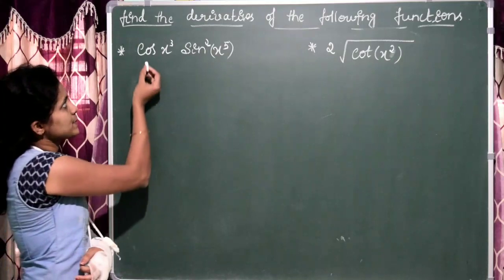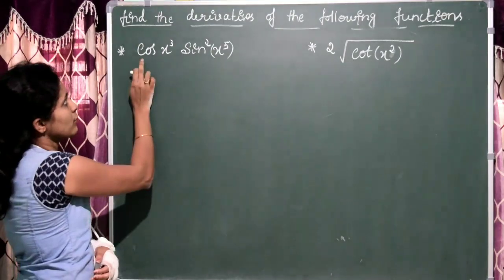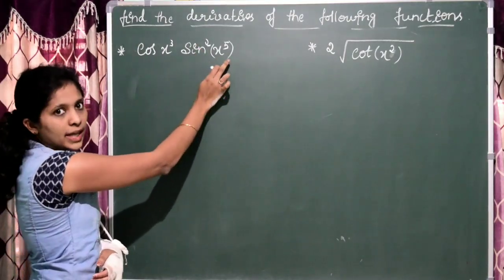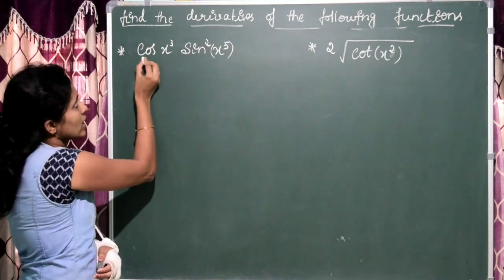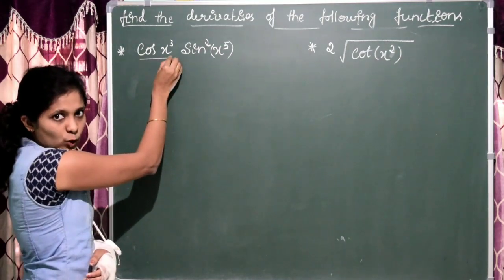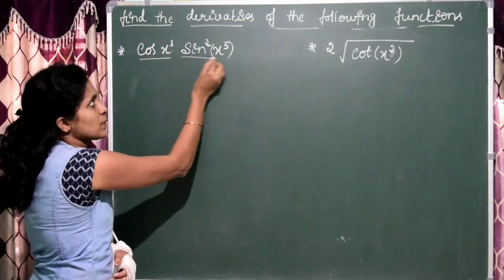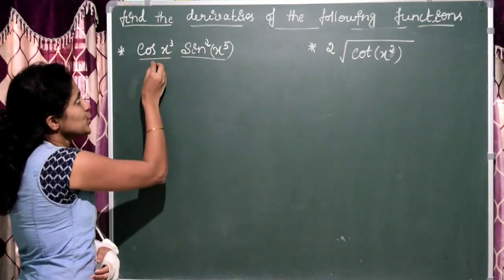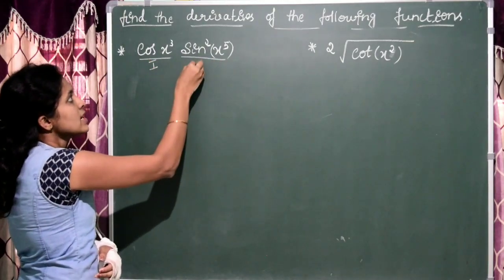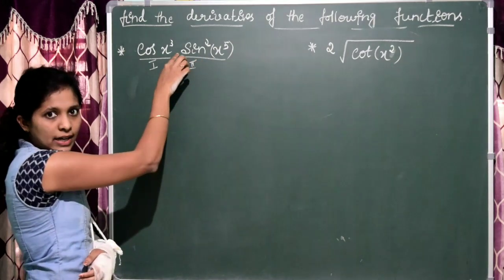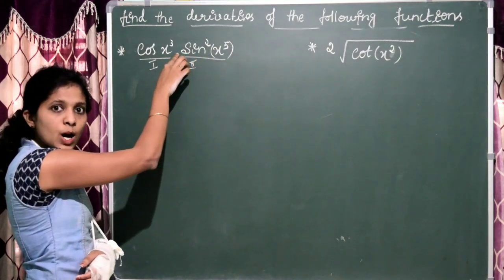So here, now is the next problem. You have to find the derivative of cos x cube sin square x to the power 5. Here you can see cos x cube is one function, sin square x to the power 5 is another function. So here two functions are there, first function and the second function, and in between product sign is there. So here you have to use the product rule.